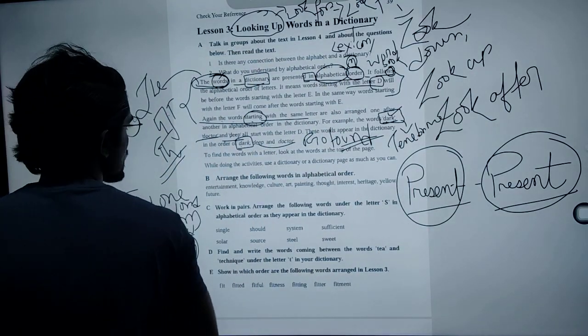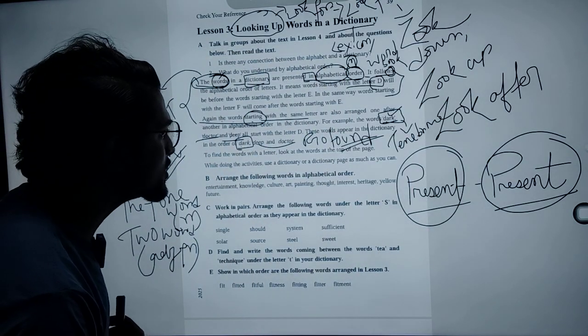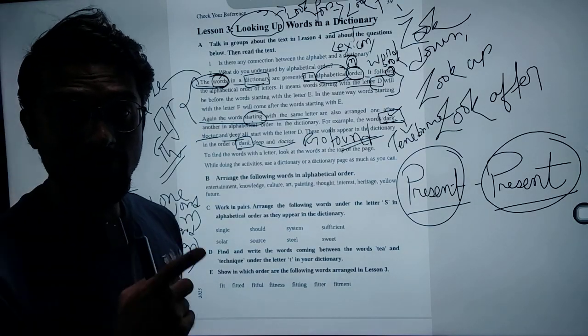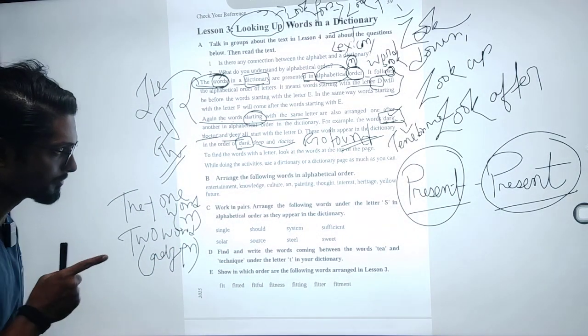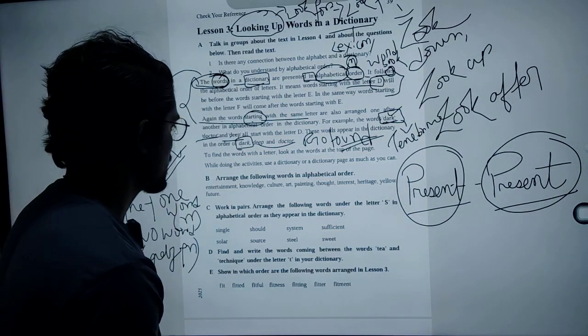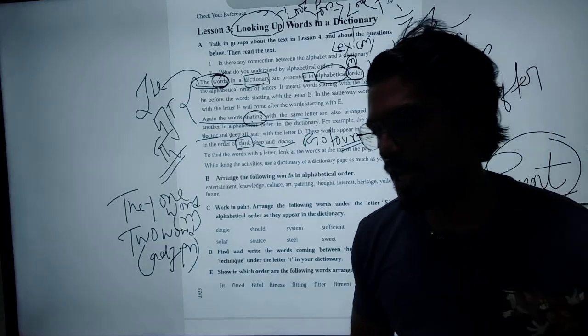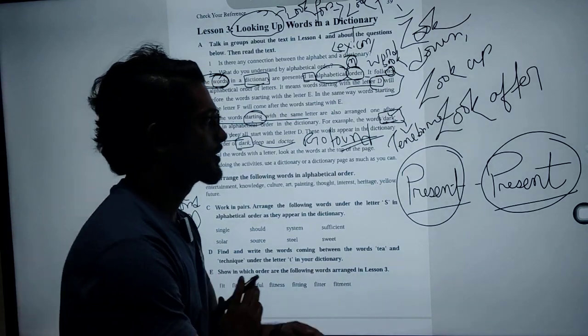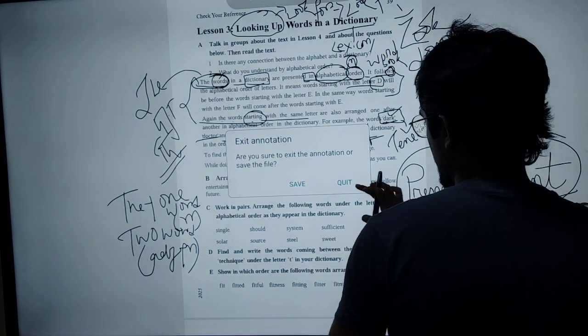Okay. To find the word with the letter, look at the words at the top of the page while doing the activities in the dictionary. Definitely use the dictionary while reading. Okay, as much as you can. So let's start. Number B. Please note it down if you haven't noted it down yet. Okay, let's start and let's do number B.